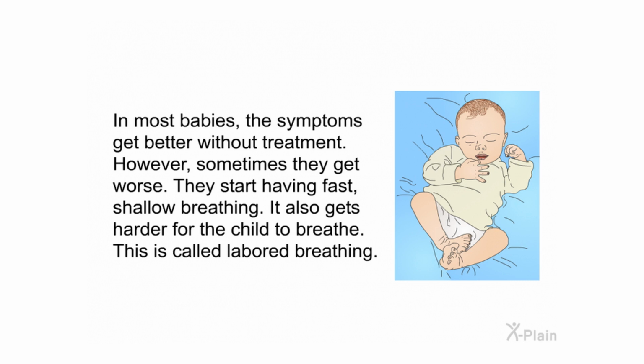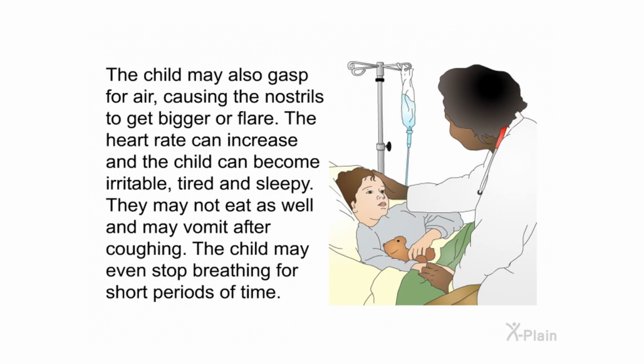They start having fast, shallow breathing. It also gets harder for the child to breathe. This is called labored breathing. The child may also gasp for air, causing the nostrils to get bigger or flare. The heart rate can increase, and the child can become irritable, tired, and sleepy. They may not eat as well and may vomit after coughing. The child may even stop breathing for short periods of time.